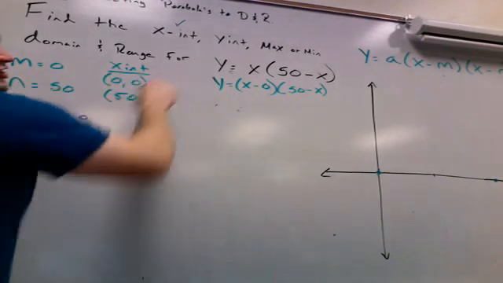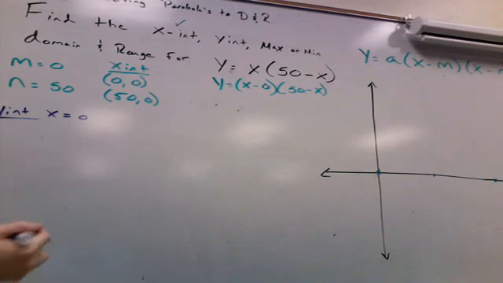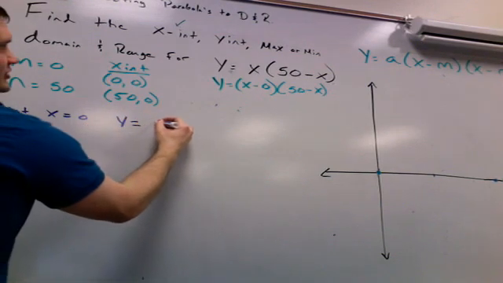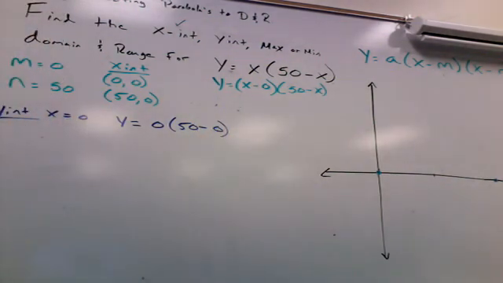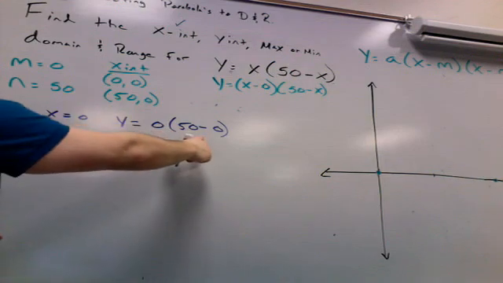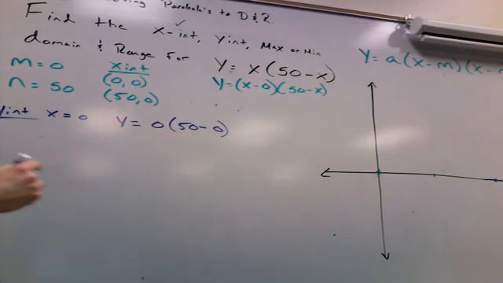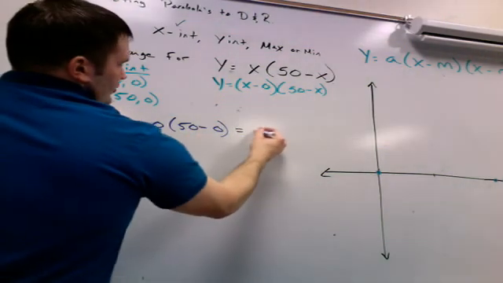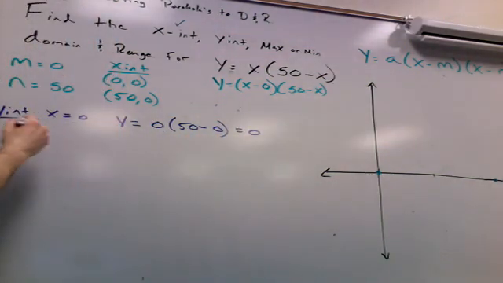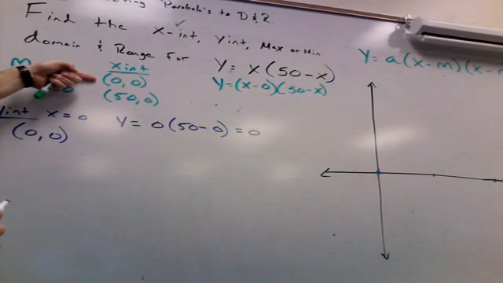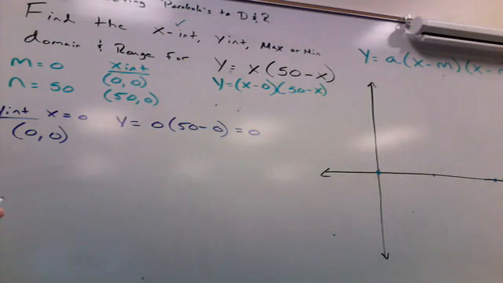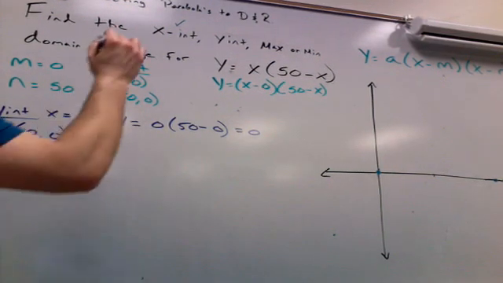So I take this equation. What do I plug in for x? 0. So we do y equals 0 times 50 minus 0. What's it going to be? 0, because 50 minus 0 is 50, and 50 times 0 is 0. So then our y-intercept is 0, comma 0, which is the same as an x-intercept. We can notice here that anytime you have 0, 0 as an x-intercept, then it's also your y-intercept. You can save yourself a step if that happens.